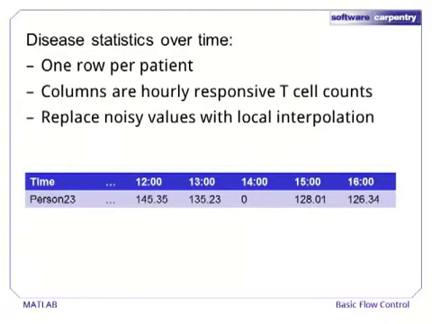To introduce loops, we will use a running example from statistics. Suppose we are given a matrix of disease statistics. Each row is a patient and we have their T-cell counts at each hour. Unfortunately, the T-cell count is missing for some time points. Those points are marked with a 0, and we need to decide what to do with the missing data.